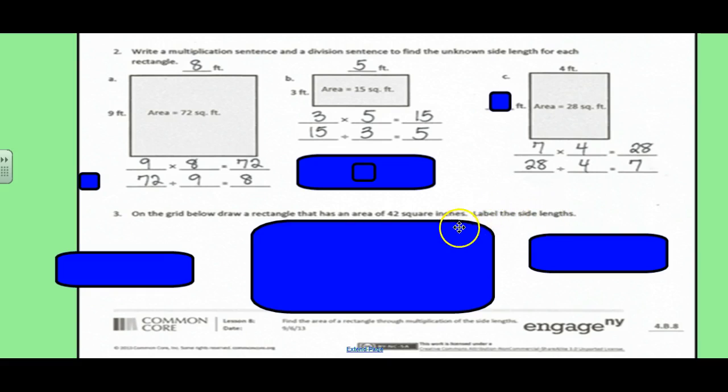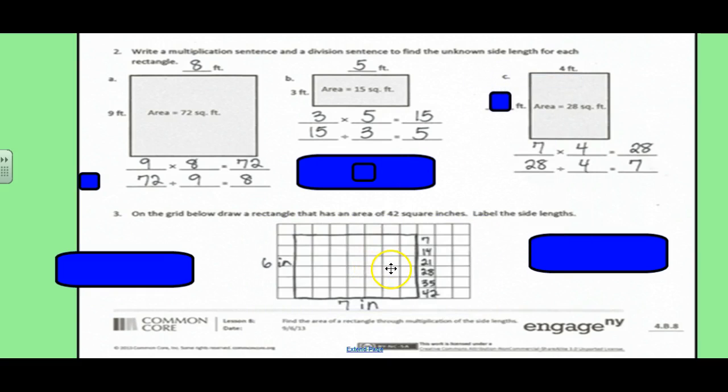It also says on the very end of this to label the side lengths. So we're working with square inches, so make sure that whenever you're labeling the side lengths, you're labeling them with inches, because that's what we're working with on this grid. So I want you to go ahead and draw what the rectangle would look like, and make sure that you're labeling the side lengths whenever you do that. Whenever you're ready to check your answer, you may push play.